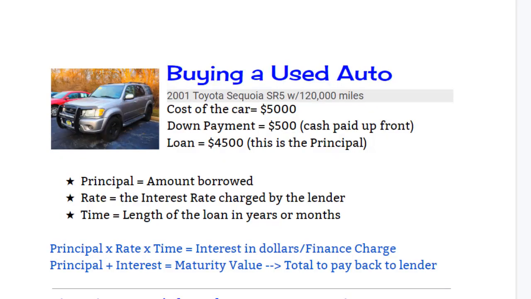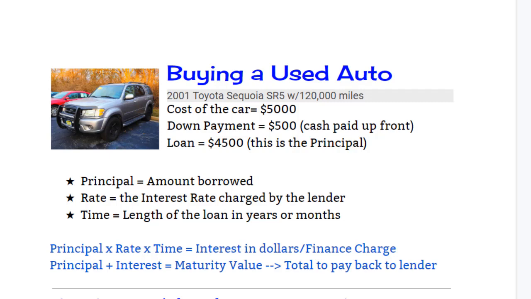This week, you were asked to choose an automobile, a vehicle of some type that you would like to purchase. And today I'm going to go over the handout on how you would figure out your interest and your payments on that. The example I'm using here is a 2001 Toyota Sequoia with 120,000 miles, because I want to have it paid off very quickly.